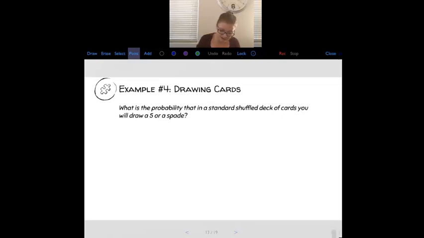Okay, so in order to calculate this, we need to calculate the probability of drawing a 5 plus the probability of drawing a spade. Oh, my S's and 5s look the same. Let me do this. Spade.